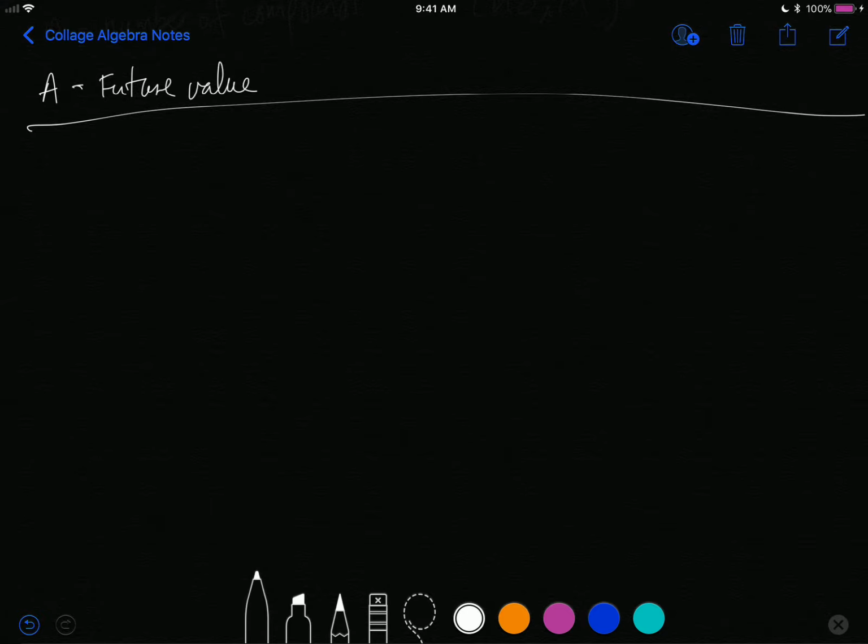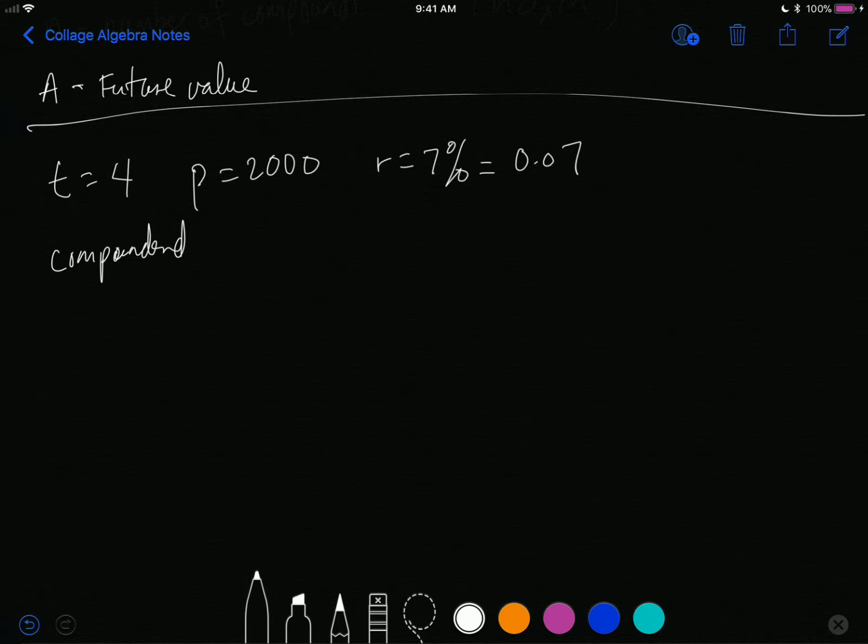So how much money will you have after 4 years if you invest, so that's how much you're investing, your principal, $2,000 at a rate of 7%. Now we will not use the 7%, instead we will use 0.07. We always use the decimal in our calculations. Now if we are compounding monthly, that will tell us that N equals 12, and we just plug these 5 numbers into the formula and solve for the amount we have.